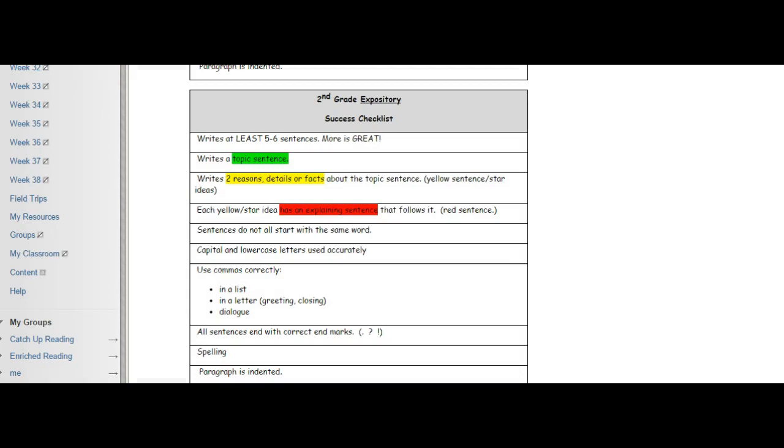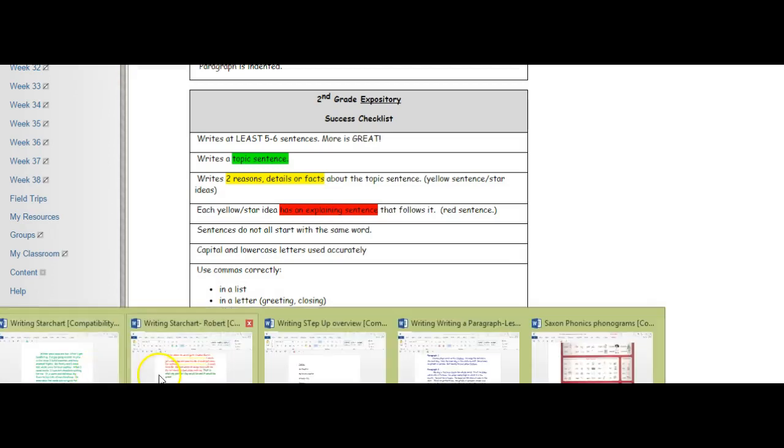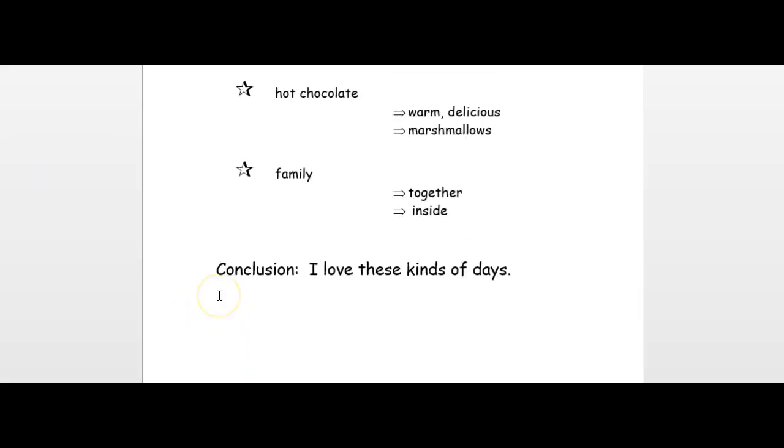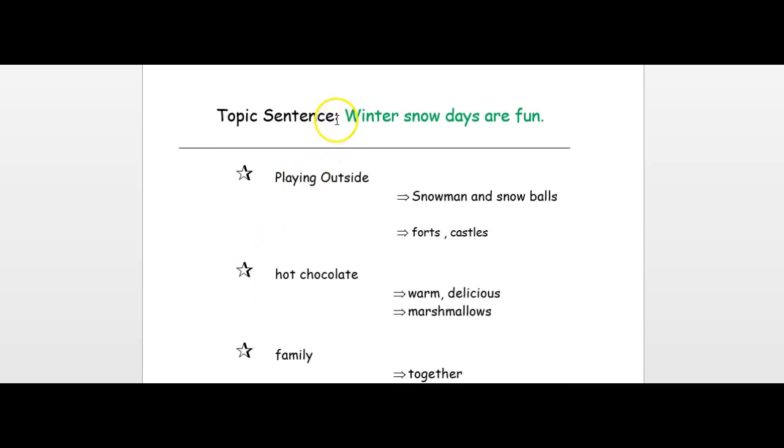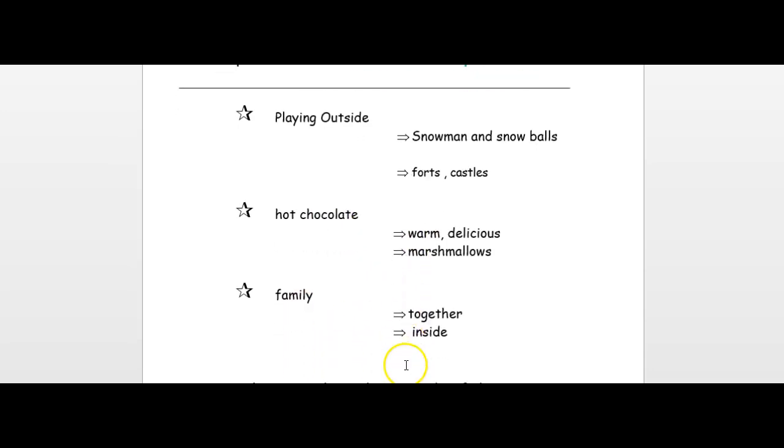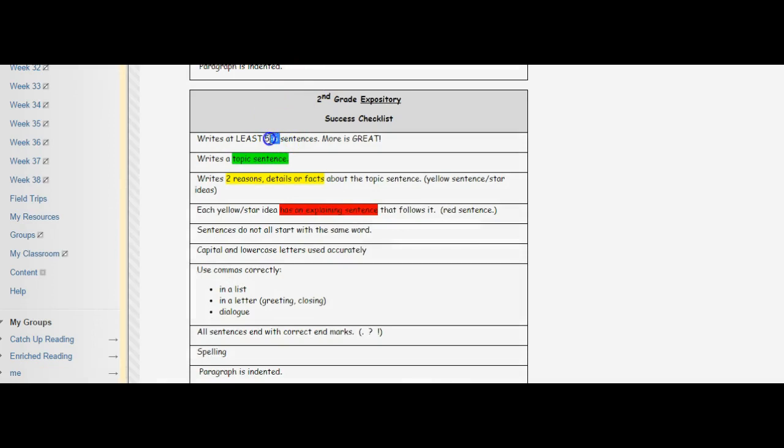Okay, so if you are using your star chart, this is something different, but your topic sentence is 1, 2, 3, 4, 5, 6, 7, 8, 9, 10. You might have 11 sentences. If you have 3 star ideas and at least 1 detail, that's going to be 1, 2, 3, 4, 5, 6, 7, 8. That's going to be at least 8 sentences, so that's going to be good. So everybody should definitely have more than 5 to 6 sentences if you wrote your sentences from your T chart or your star chart.